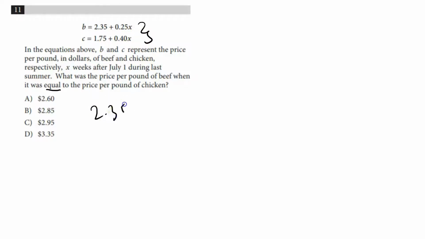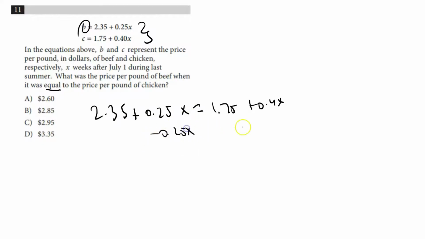So we can have 2.35 plus 0.25x equals 1.75 plus 0.4x. And then we can just solve for x and plug into this top equation to find the price per pound of beef. Okay, so first of all, let's subtract 0.25x from both sides. And then that leaves us with 2.35 on the left side equals 1.75, and 0.4x minus 0.25x.